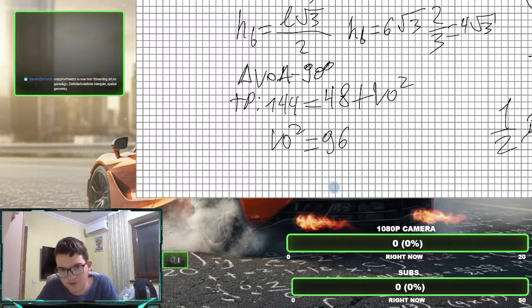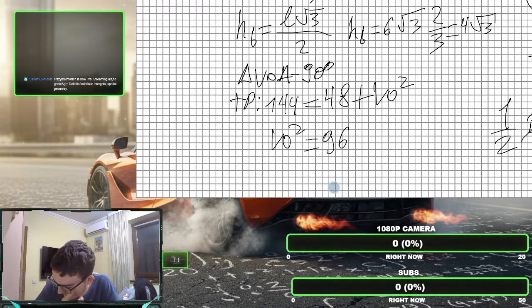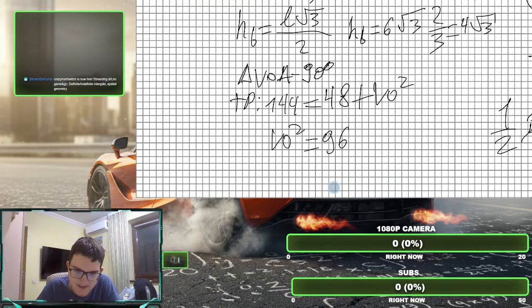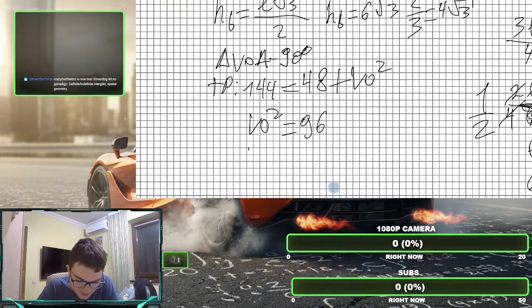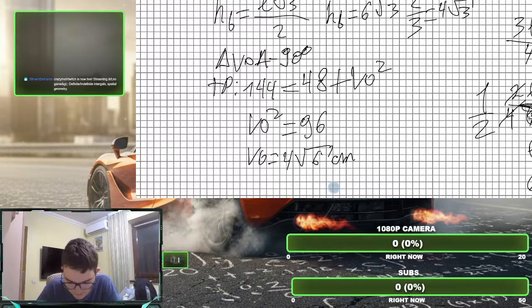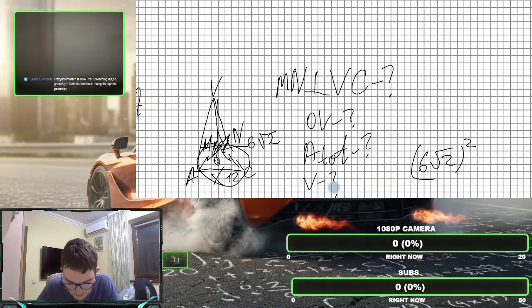Can you take a square root of 96? Is that 13? No way. No, it's not. 16 times 6. You can do that. It's 96. So 4 square root of 6, which is what we got before. No, we actually got before 4 square root of 3. Big difference, yeah. 4 square root of 6 centimeters. God damn it. I hate this shit. VO, I got it. That's a height, fuck off.